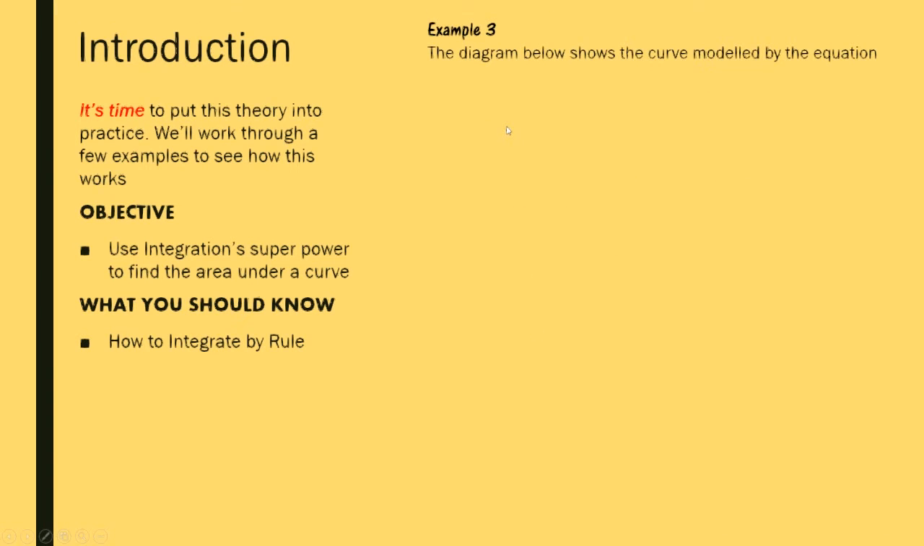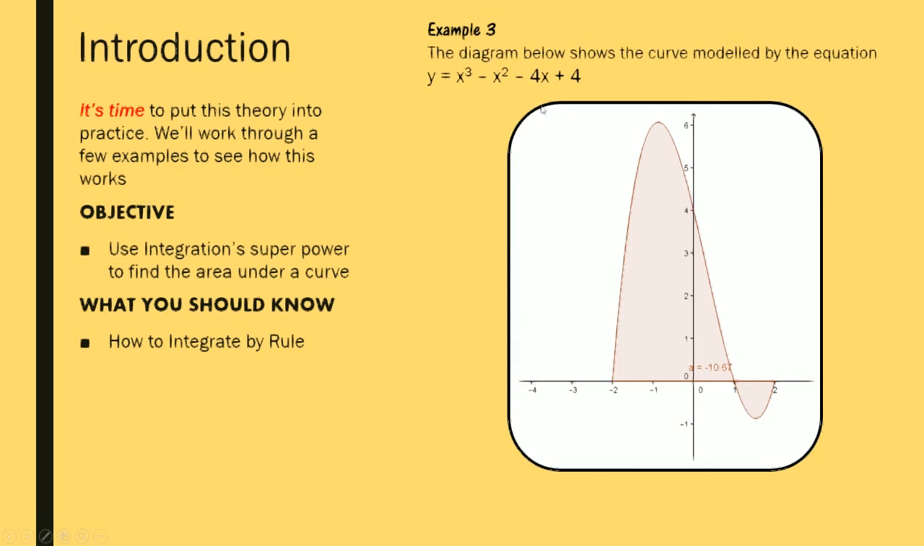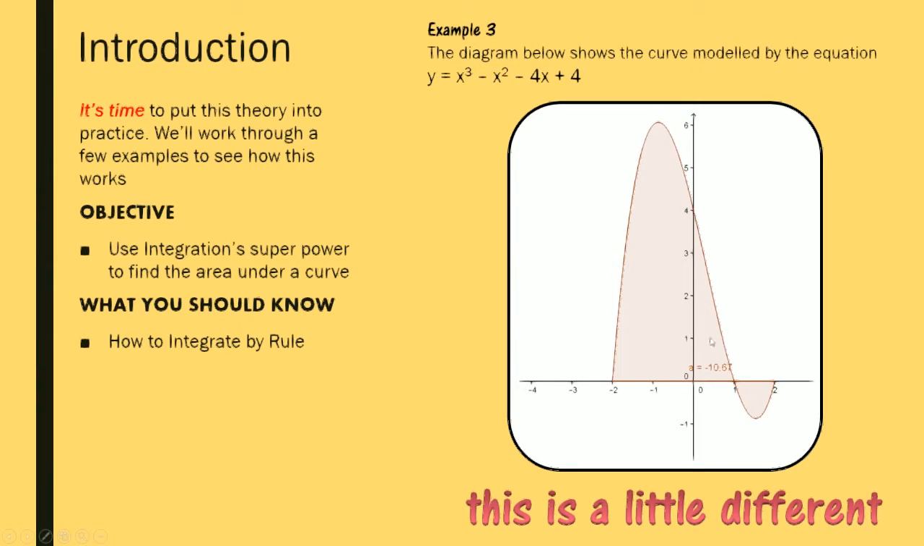So the diagram below shows the curve modeled by the equation y equals x cubed minus x squared minus 4x plus 4, like so. I've modeled this curve using a program, and it's given me an area here, and it's not correct, and I'll show you why. This is all a little different.